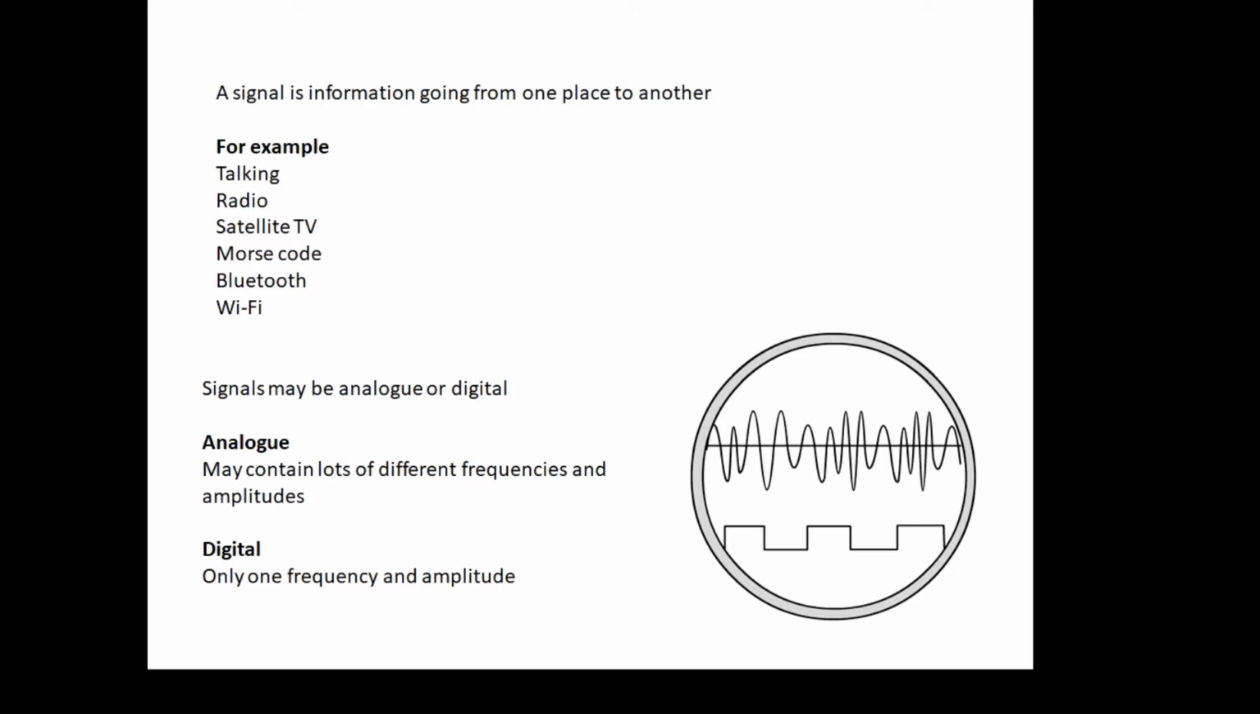You can categorize signals into analog or digital. So an analog signal may contain lots of different frequencies and amplitudes. A digital signal is only one frequency and one amplitude. Learn them definitions.